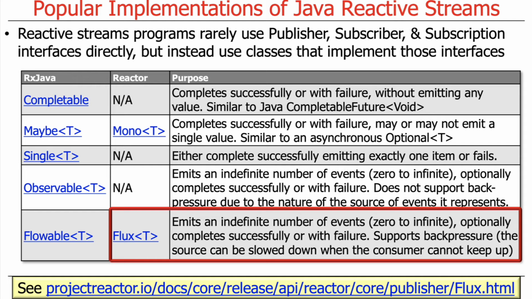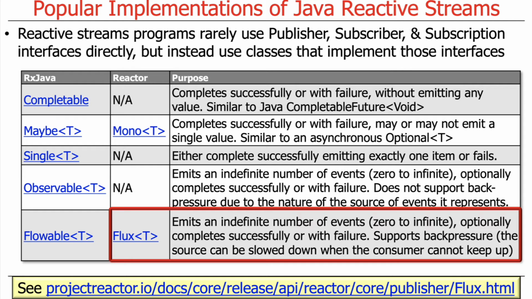What is a flux? Well, a flux is another emitter, like a mono, but the difference is it can emit an indefinite number, or an infinite number, if you will, of events. And it can have 0 events, it can have 1 event, it can have 100 events, it can have an infinite number of events, and it will optionally complete successfully or with failure.